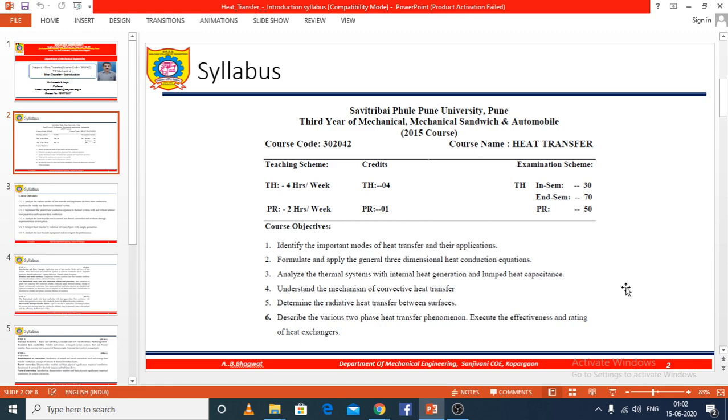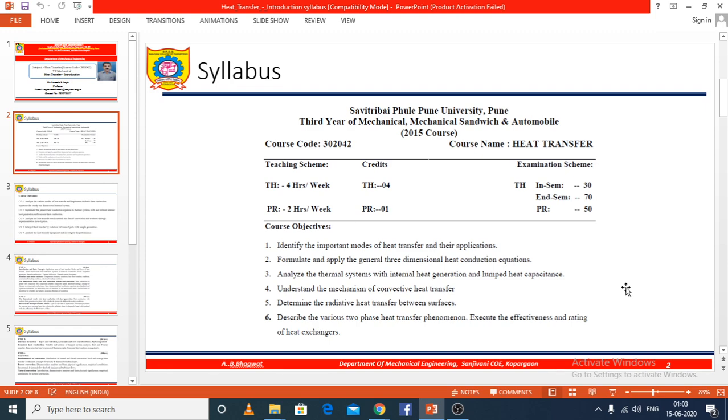Heat transfer is a subject which we can say is a versatile subject. The concepts of heat transfer are used in all engineering applications, right from civil engineering, electronics, computer, chemical. So all engineering fields require the concepts of heat transfer.